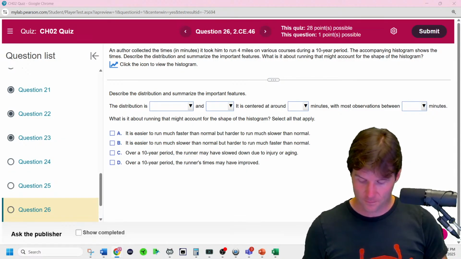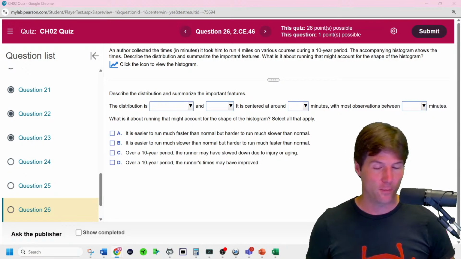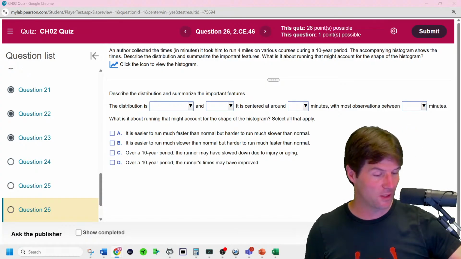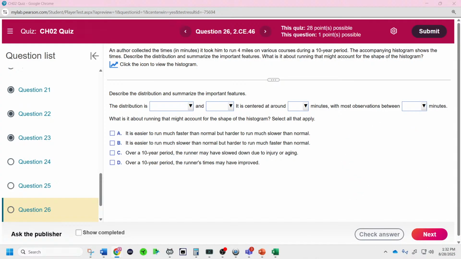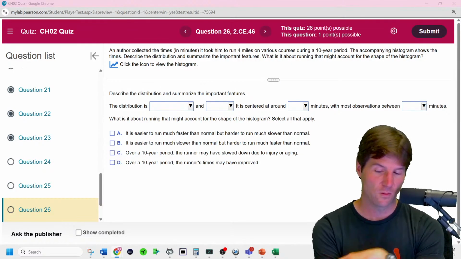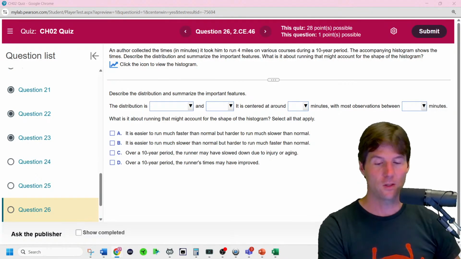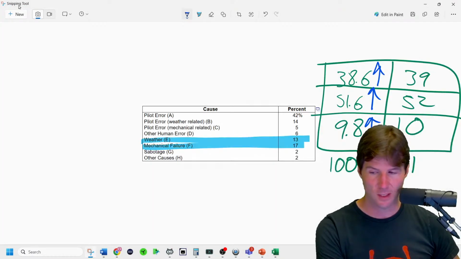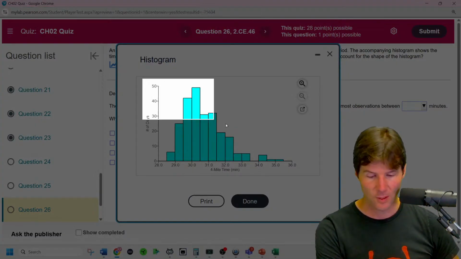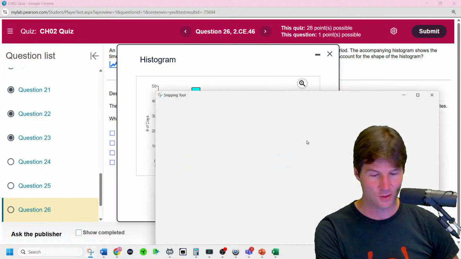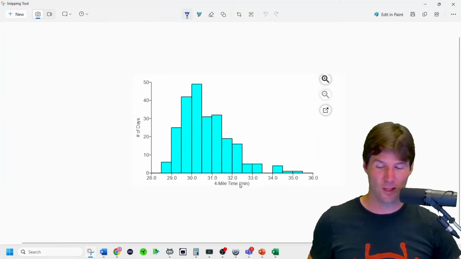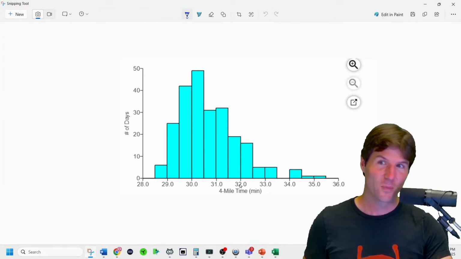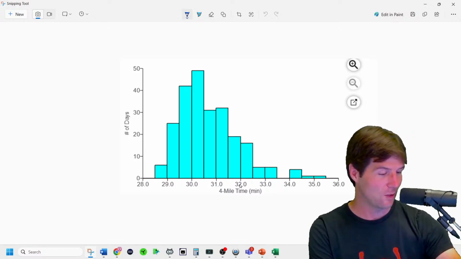Okay. An author collected the time in minutes it took them to run 4 miles on various courses during a 10-year period. This one's weird because it matters how old they are. That's one of the factors that would vary how they run. And so let's look at the histogram. What kind of monster man are we dealing with? For 1,000 points, I need to know about this monster man. No one gets monster man questions wrong on my tests. What kind of monster man are we looking at? 1,000 points in the chat if you get it. Hopefully I haven't lost everyone yet. Right skew, you got that 1,000 points.